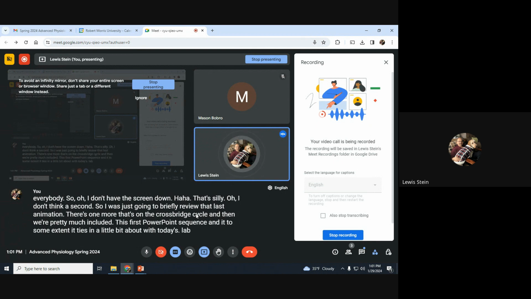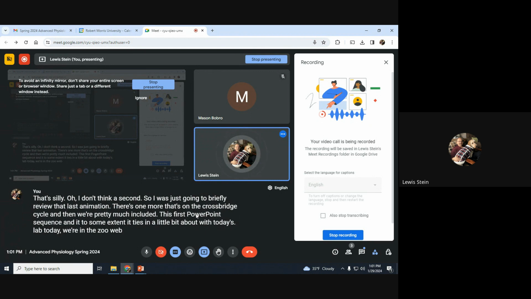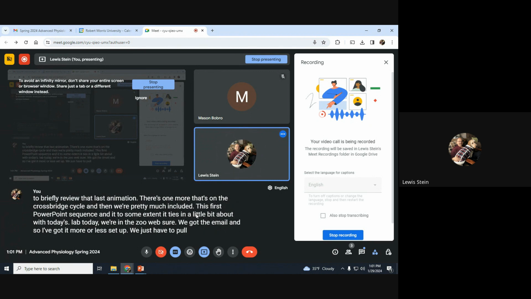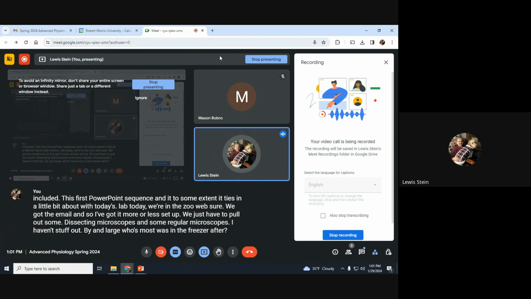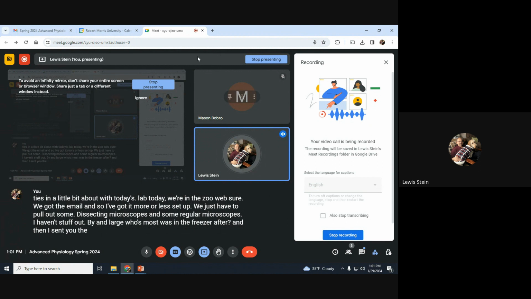Today we're in the zoo lab. I'm sure you got the email. And so I've got it more or less set up. We just have to pull out some dissecting microscopes and some regular microscopes. I have the stuff out by and large, because most of it's in the freezer I have to remove. And then I sent you the PDF file for the handout. So that's where we are.